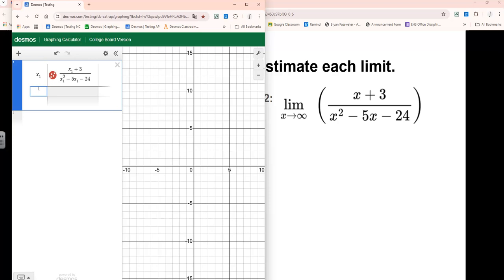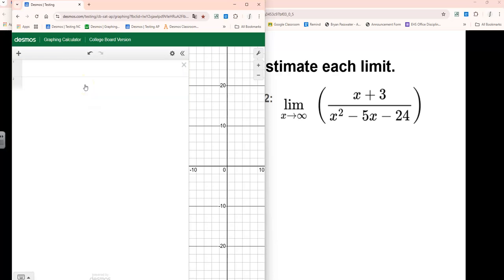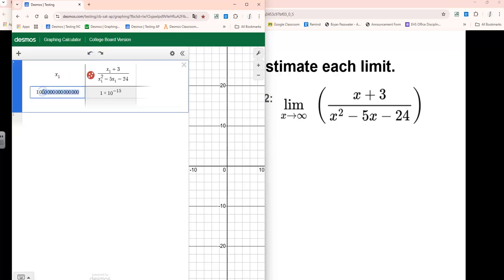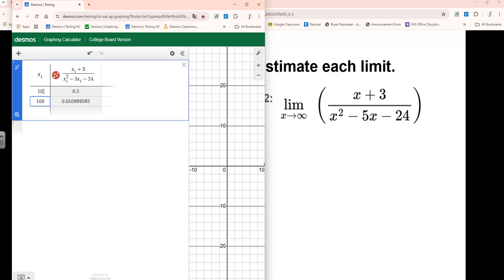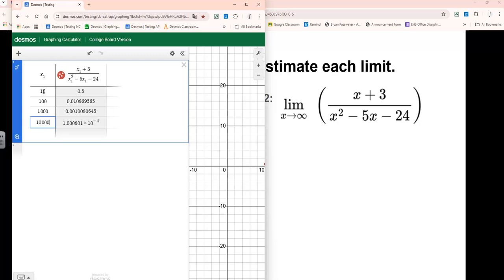Okay. So if we're doing limit as x approaches infinity, we just need the numbers to get bigger and bigger and bigger, right? Again, you could just go ahead and put in a huge number. But a lot of times if you do that, you'll get something like this, and it might be confusing to you. So I would still maybe start with 10, and then do 100, and then do 1,000, and then do 10,000. Because, see, it switches to scientific notation right here.